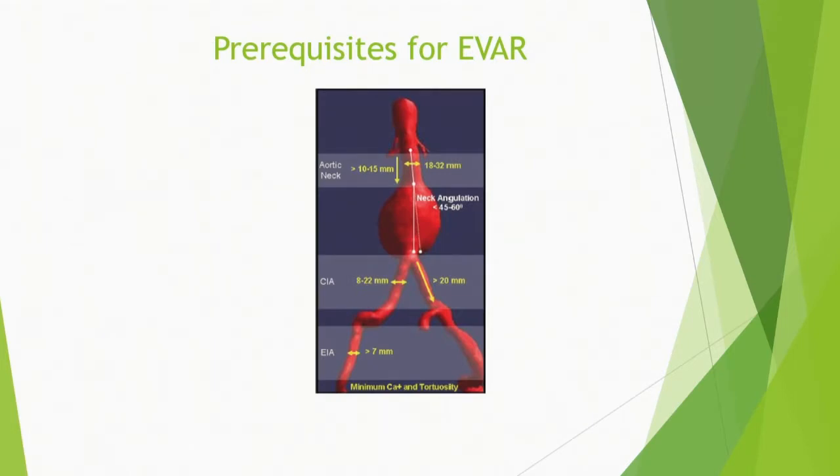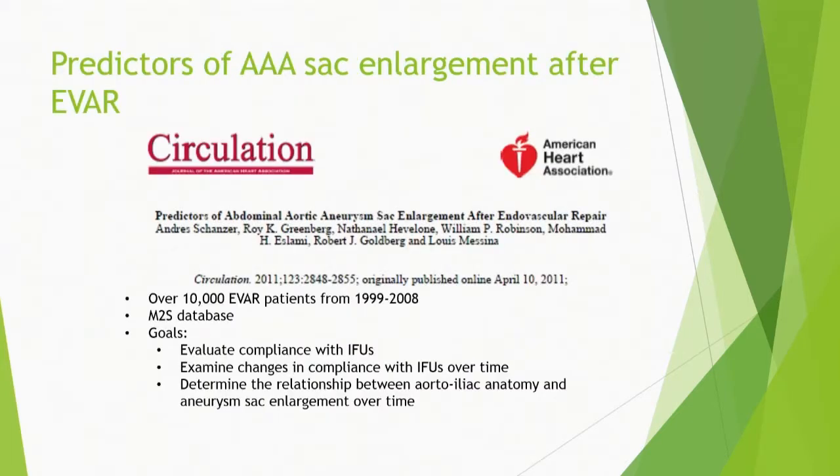So as we have seen before, there are several prerequisites to EVAR, including neck length, neck diameter, neck angulation, and iliac axis. And we know that using devices outside their IFU leads to worse outcomes, and this paper by Schanzer and colleagues really brought out this issue. They looked at about 10,000 patients who underwent EVAR from 1999 to 2008 in the M2S database, and the goals of their study were to examine the compliance with IFU, to examine change in time with the IFUs, and to determine the relationship between aortoiliac anatomy and sac enlargement over time.